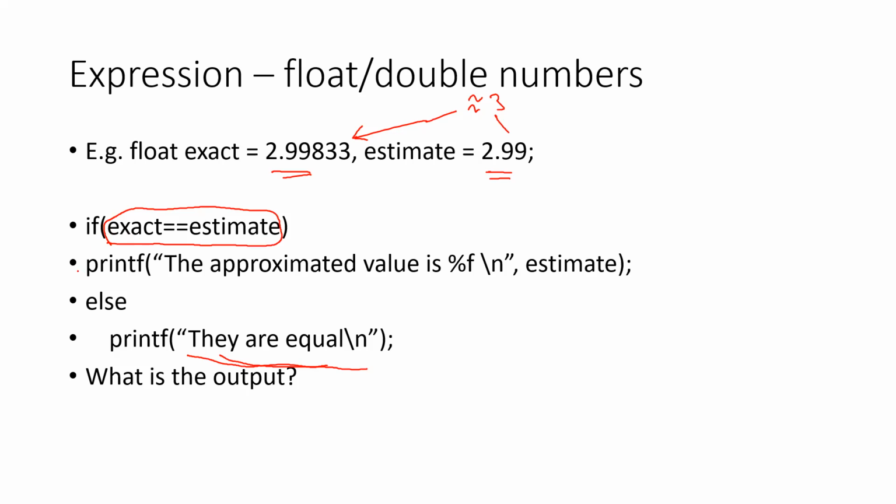Any ideas? How do we change this, so that, for example, 2.99833 is close to the, sorry, let me say that again. So that 2.99 is actually close to the exact value. How to change that statement?